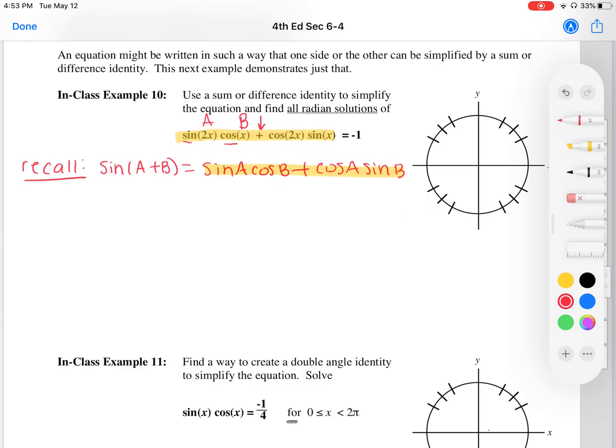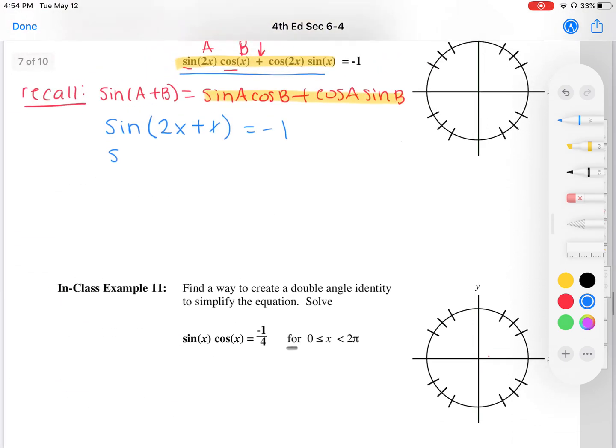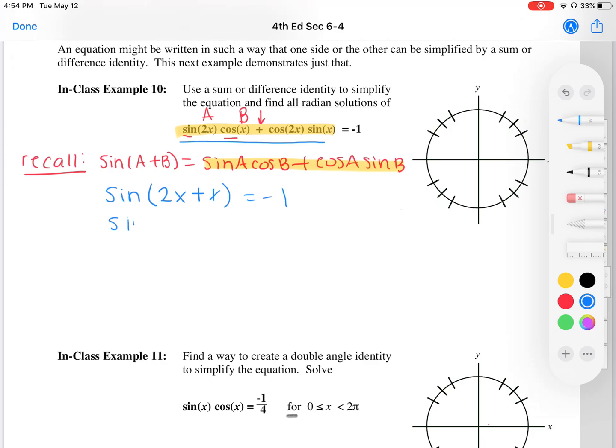So I can go ahead and replace it with sine of, instead of a, I have 2x, plus, instead of b, I have x. And all of that is equal to -1. Well, that's a much easier task to deal with. I can go ahead and add 2x and x. So I have sine of 2x plus x, which is 3x, is equal to -1. I can do the whole arg deal.